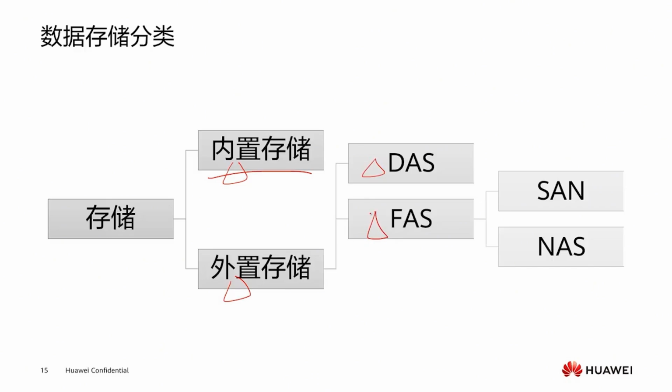Based on the connection method between the storage device and the host, external storage is divided into two major categories: DAS and FAS. DAS is the abbreviation for direct attached storage in English. FAS is the abbreviation for fabric attached storage in English. Based on the different transmission protocols used, FAS can be divided into two major categories, namely the more frequently mentioned SAN and NAS. SAN is the English abbreviation for Storage Area Network. NAS is the English abbreviation for Network Attached Storage. In our subsequent courses, we will provide a more detailed explanation of DAS, SAN, and NAS.